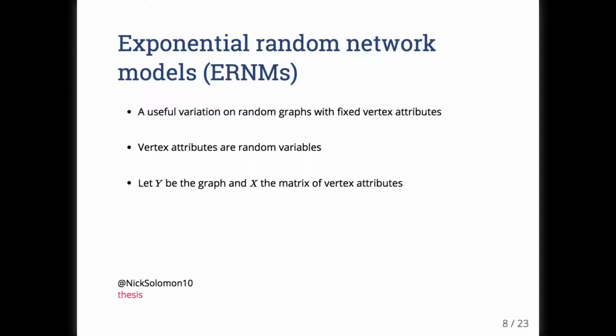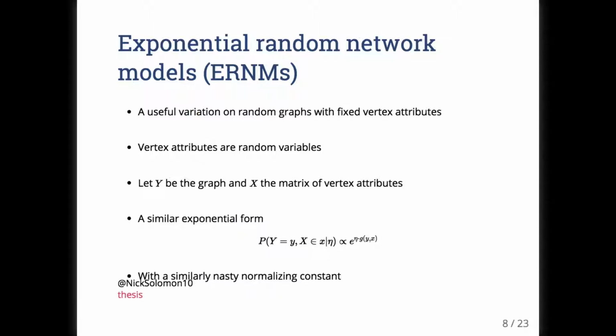To more formally define this, take y to be a random graph and take x to be a random matrix of vertex attributes. So say you have n vertices with p attributes, x would be an n by p matrix, and each entry would represent a different random variable. Then we would say that the exponential random network model is given by this equation. It looks very similar to the exponential random graph model, but you'll see now the explicit dependence of the vector valued function g on the vertex attributes x. And it has a very similarly nasty normalizing constant. Now, as opposed to being a sum over all possible random graphs, it's going to be a double integral over the Cartesian product of the sample space of graphs with the sample space of the random matrix x. And at this point, it's completely impossible to calculate. It's impossible to even think about.